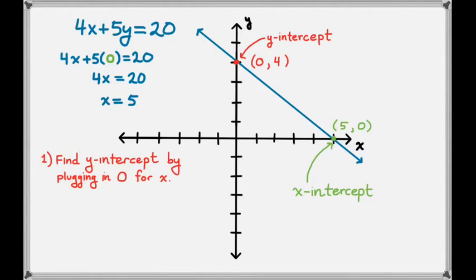Let's review what we've done so far. We can find the y-intercept by plugging in 0 for x and then solving for y. And we can find the x-intercept by plugging in 0 for y and then solving for x. And once we have both of those points, we can graph the equation by drawing the line that goes through both of them.